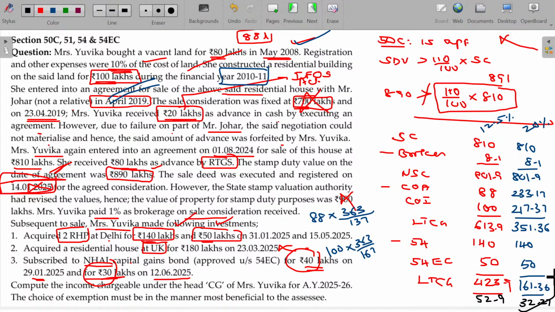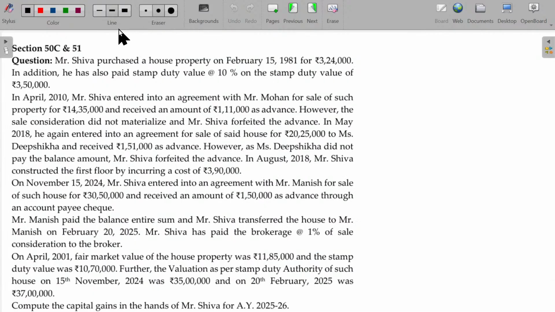Let's now move on to the next one. In this illustration, two sections are covered. Mr. Shiva purchased a house property on February 15, 1981 for 3,24,000. In addition, he also paid stamp duty at the rate of 10% on the stamp duty value of 3.5 lakhs. So 35,000 might have been paid. So the cost of acquisition being 3,59,000. Is that clear? This is the cost of acquisition before the base date 1/4/2001.